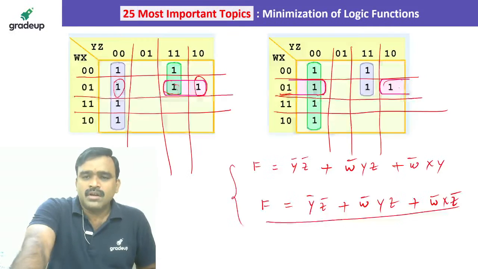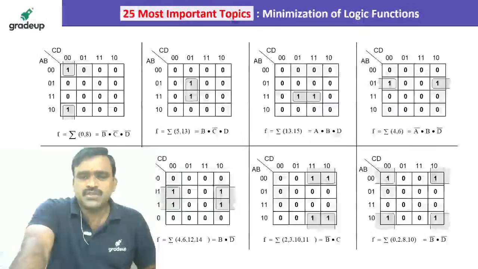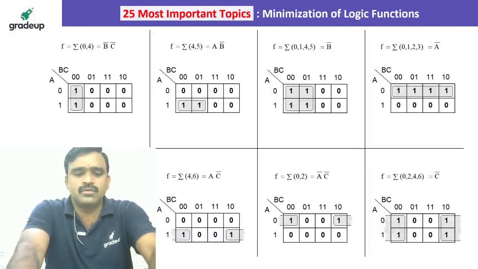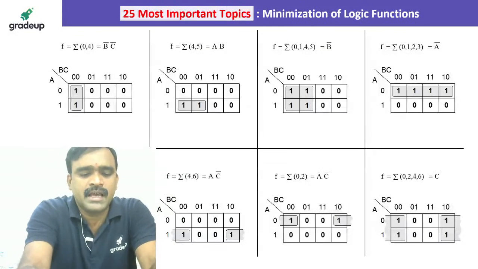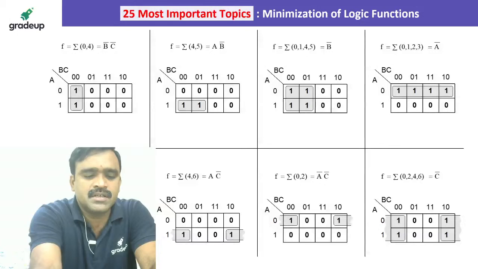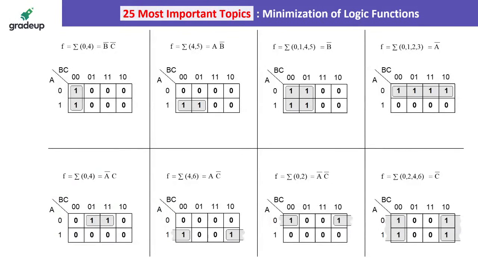Now a lot of examples on a single page I have brought for you to understand better. So please have a look at all these things. I'll just remove my image for a while. So this is the best one to understand. There are 8 examples on a 3 variable map, and I took 8 examples on a 4 variable map. It is readily available so that we can get through this.